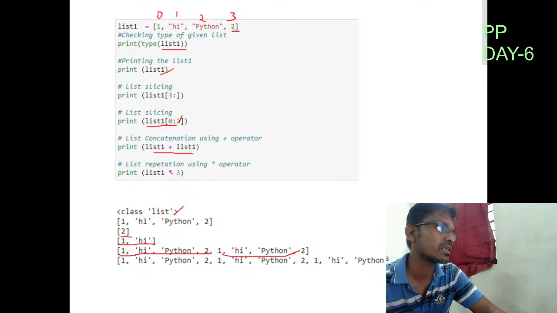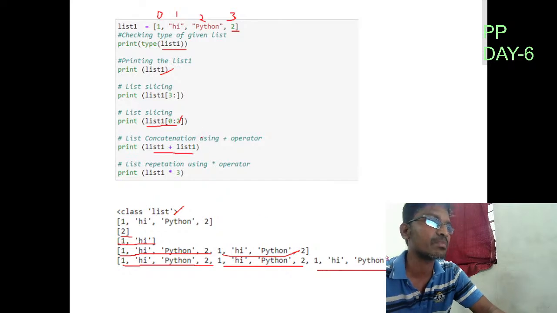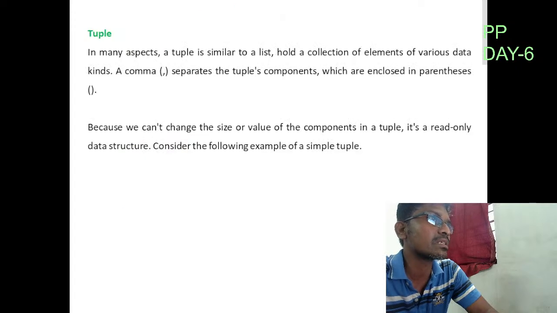So next one, the star operator, and it is a repetition operator. So list 1 star 3. I want to print list 1 three times. Then I got the output, the list is printed 3 times. So these are the operations that can be done on a list.